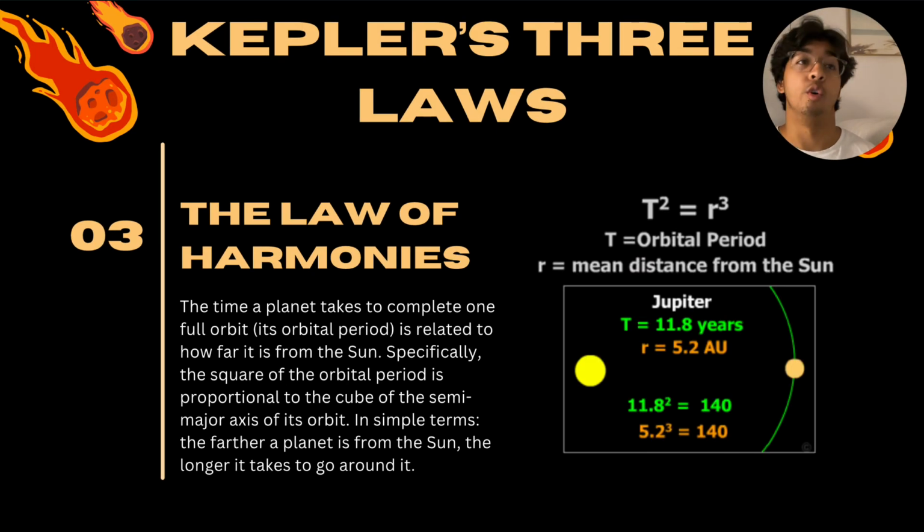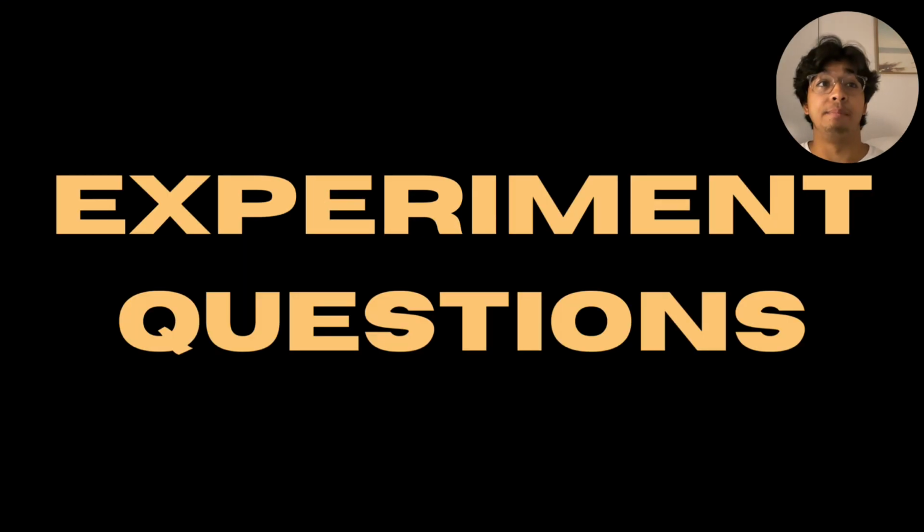Kepler's third law, which is the law of harmony, states that the time a planet takes to complete one full orbit is related to how far away it is from the sun. Specifically, the square of the orbital period is proportional to the cube of the semi-major axis of its orbit, which means the farther a planet is from the sun, the longer it takes to orbit. So let's dive into the experiment questions now, starting with question number 9a.